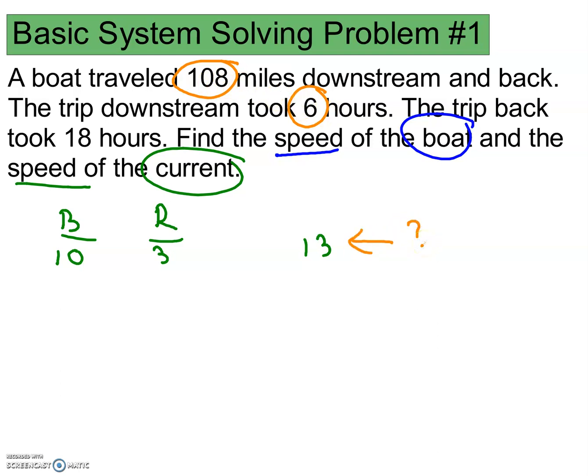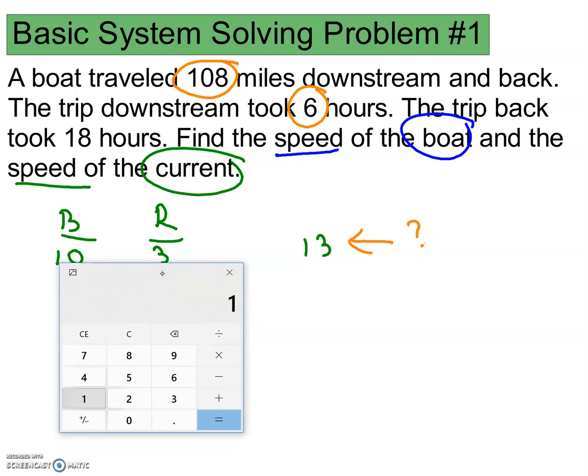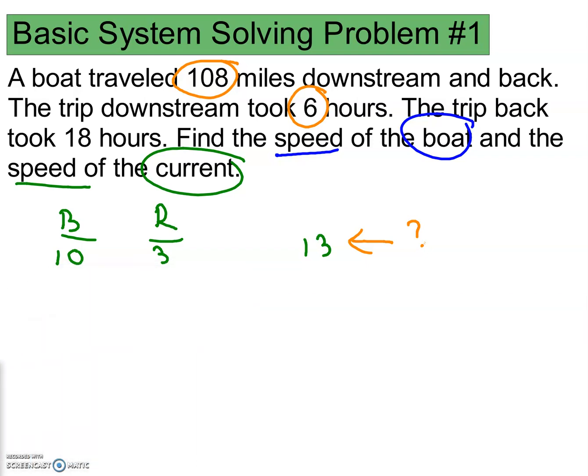Let's check. I've got a calculator over here. 108 miles divided by 6 is 18. So 13 isn't right. Okay, let's take another guess. Apparently the two speeds have to add together to get 18. Let's try 14 and 4, because I know those add together to get 18, right? Okay, so we're good there. We also have to check and see, when I go back upstream, do the two speeds subtract correctly?